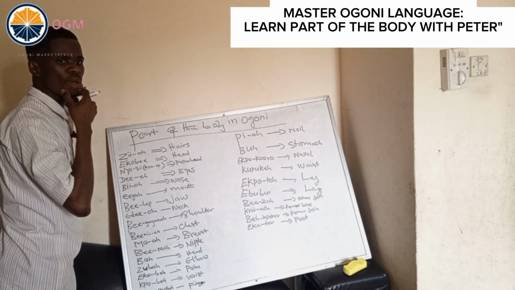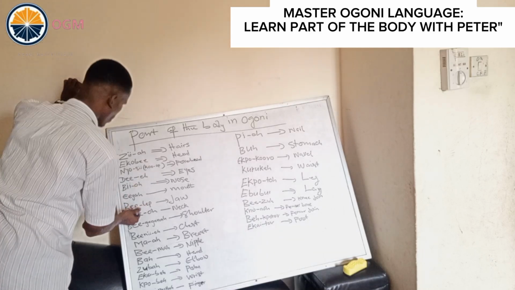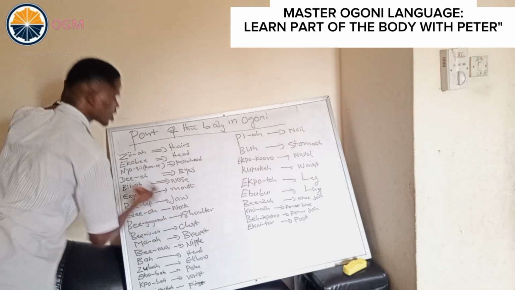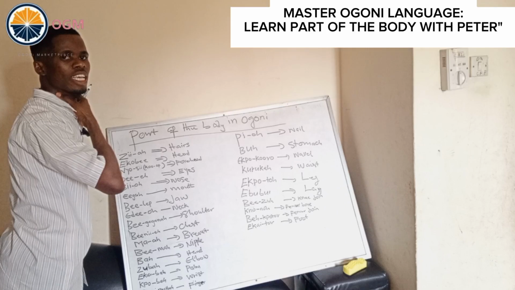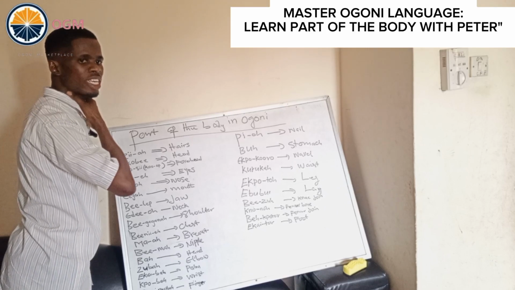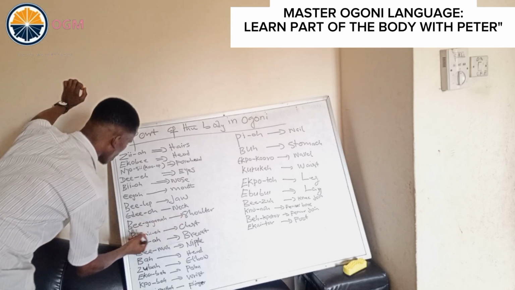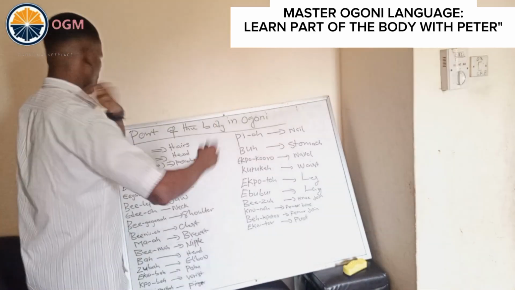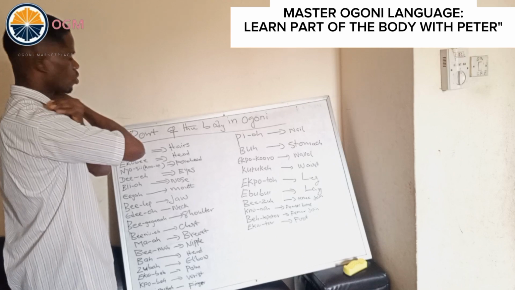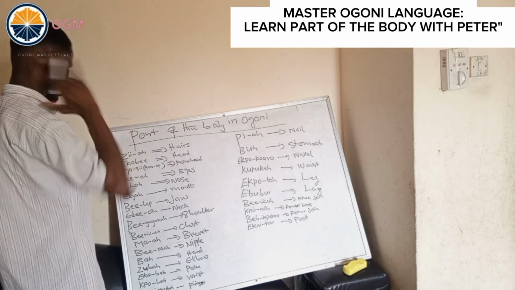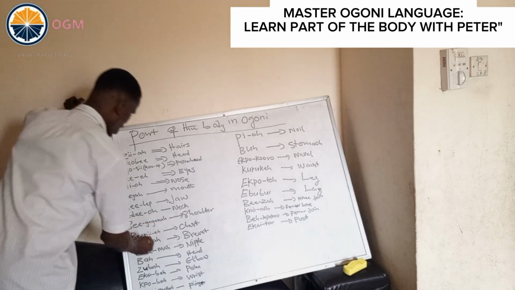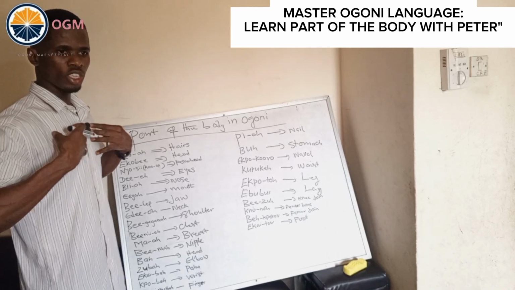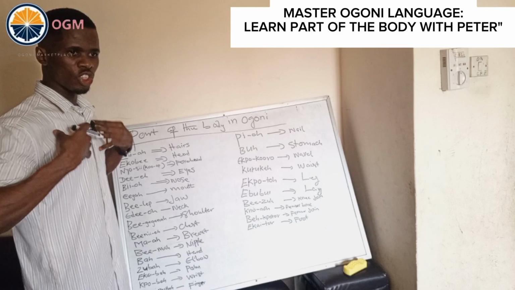Bep is called jaw. Then we have Edeo, which is neck. Then here we have Begangana, which is soda. It's called Begangana in Ogoni. Then we have Benie, which is chest.